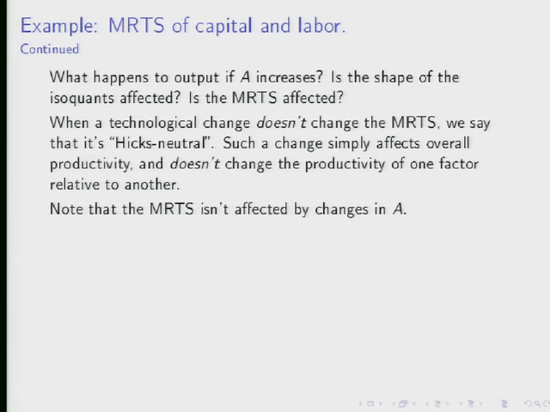I've got this argument here on this slide, I think. Technological changes that don't change the marginal rate of technical substitution, like this change in A, are called Hicks neutral technological changes. If we had a technological change that made labor more productive relative to capital, for example, that wouldn't be Hicks neutral. Let's look at this production function. Could we model that here, do you suppose? What might we do differently? If we had something that made labor more productive but didn't make capital more productive.